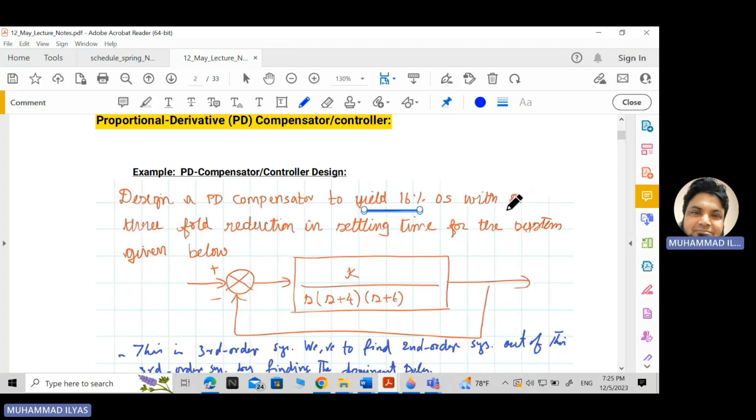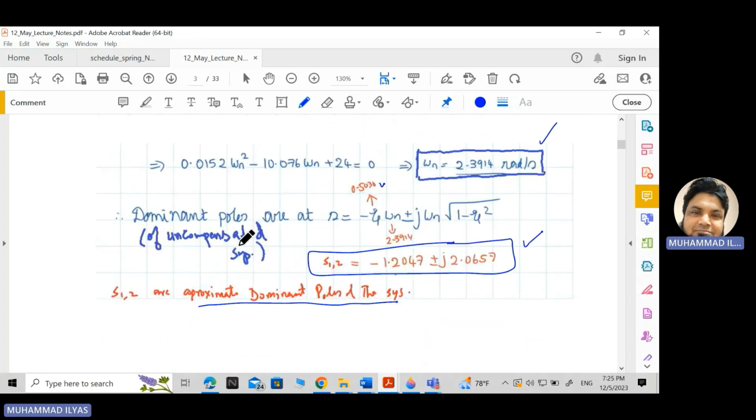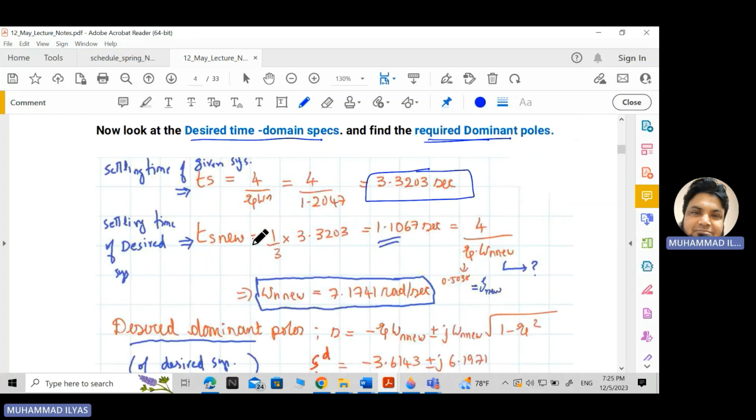According to the problem, the settling time should have a 3-fold reduction, 1/3, right? Meaning 1/3 of the given system. So settling time should be 1/3 of the given system. Given this one, so 1/3 is this one.